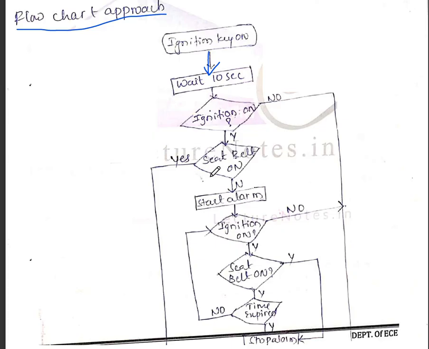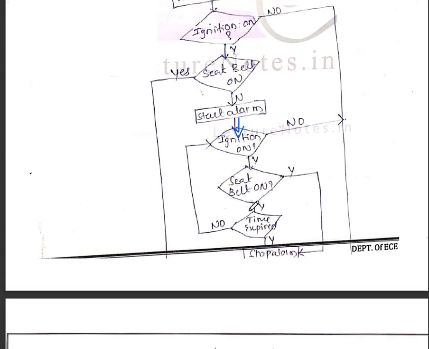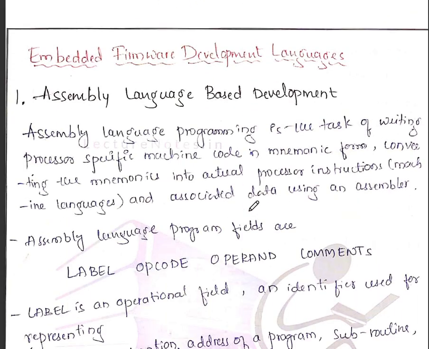If yes, it will check whether seat belt is on, and if seat belt is on, it will directly move to the Y state, that is stop the alarm. If the seat belt is not on, then it will start the alarm. After the alarm is started, it will again check whether ignition key is on, and then again checks if seat belt is on. The final state would be timer expired.